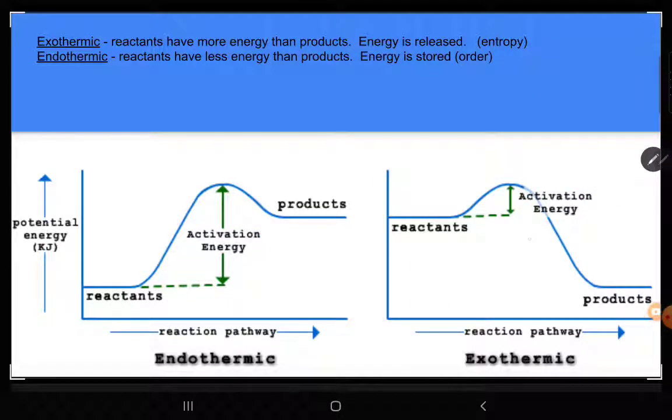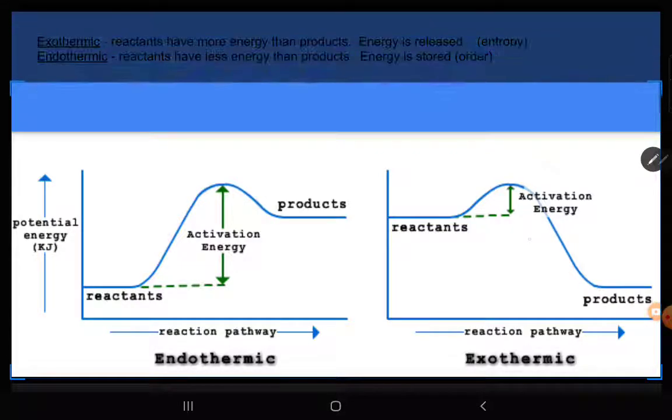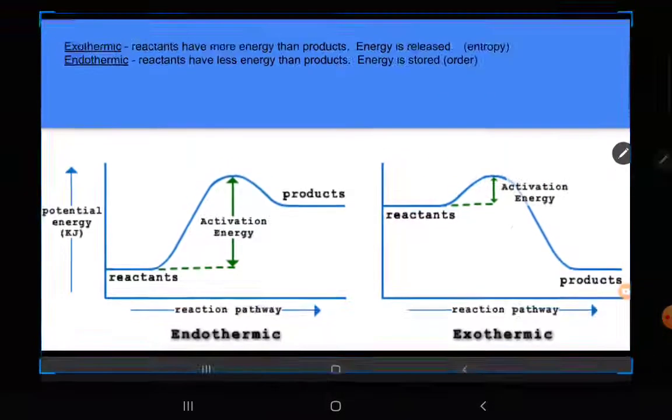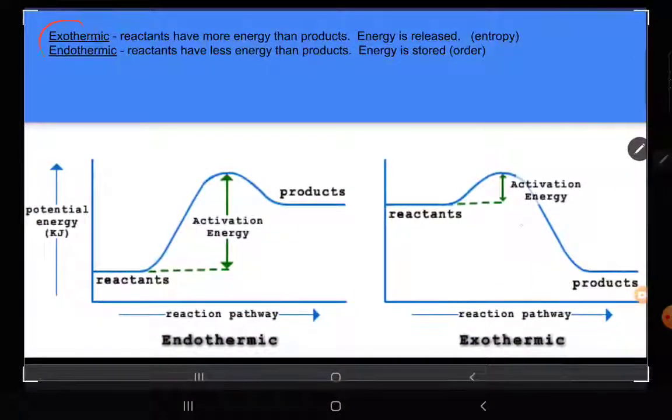So we have endothermic and exothermic reactions. And so let's look at that word exo and endo. Exo means to exit, and endo means to enter. And so exothermic reactions lead to entropy, and endothermic reactions lead to order.